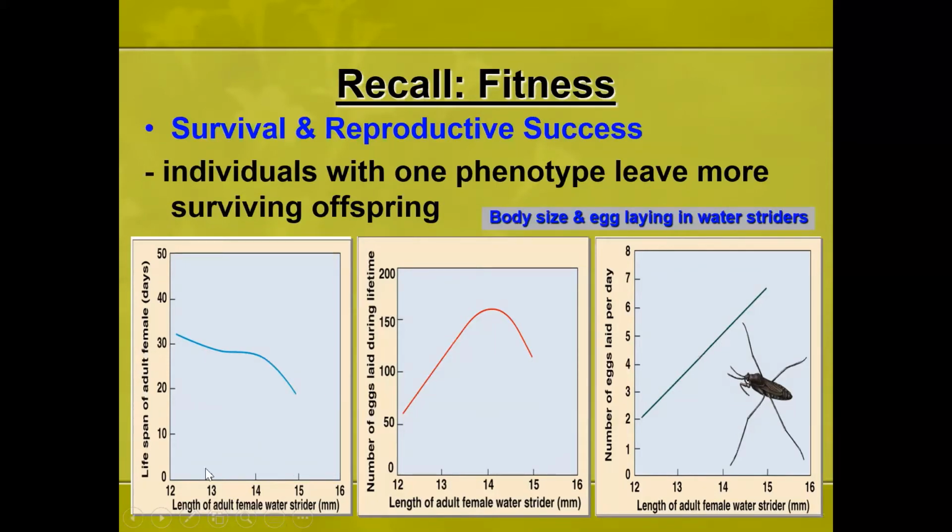Notice what happens if you're too small: you live a good amount of time, but you don't lay a lot of eggs in your lifetime or per day. And if you're a really big water strider, you don't live very long. It looks like maybe being bigger, you get picked off a lot easier. You don't lay as many eggs in your lifetime because you don't survive as long. You do lay a lot per day, but once again, you get compromised in your lifespan as well. So 14 millimeters would be the greatest fitness when it comes to water striders.